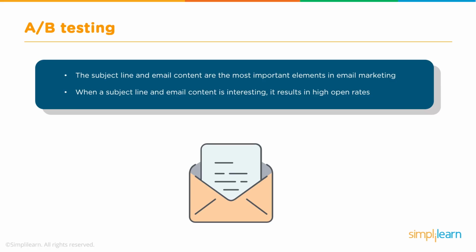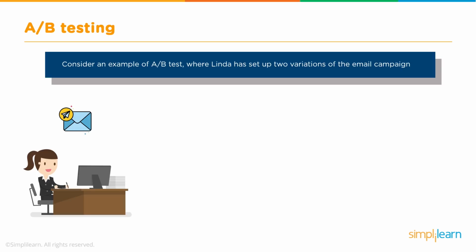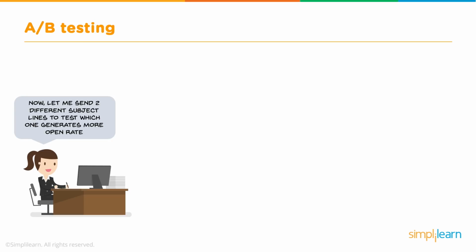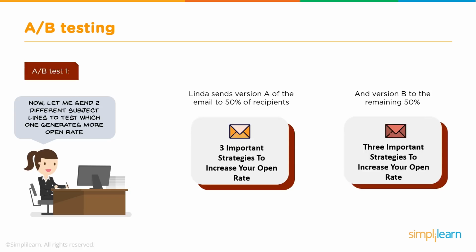So we want to be able to serve up variations for our audience. So we want to consider an example of an A/B test where Linda has set up 2 variations of the email campaign as an example. So she's going to send 2 different subject lines to test which one generates more open rates, because that's what subject line A/B testing is going to do. One of them is going to have a higher open rate.